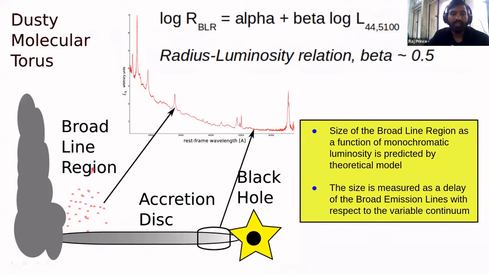So here is a cartoon representation of how it will look. From the accretion disk we have the continuum emission, and from the broad line region we have the emission line. So the total emission is mixed up, and we have to model it separately and then do the time delay measurement.